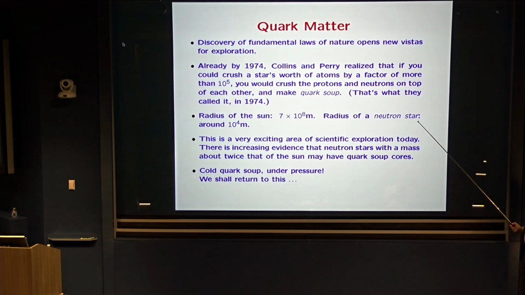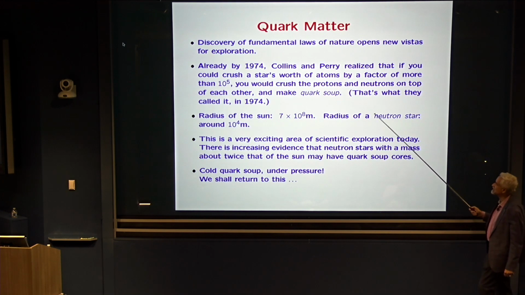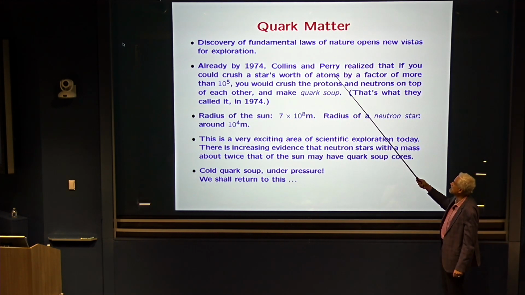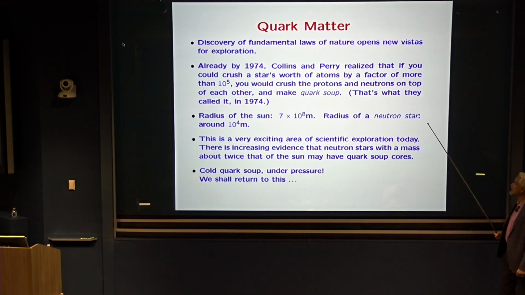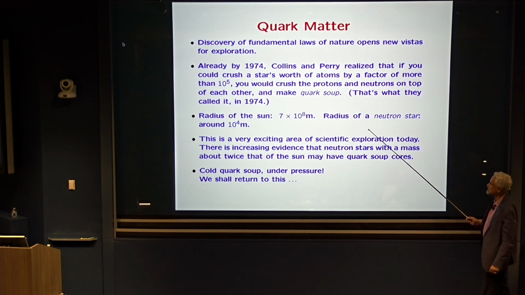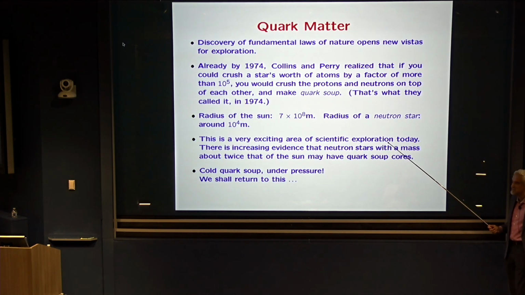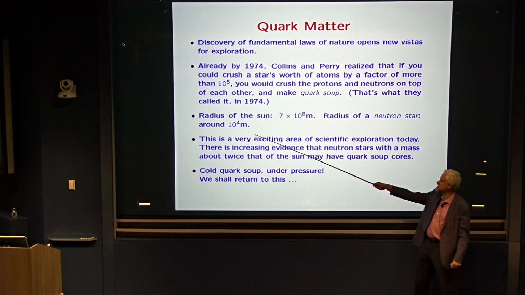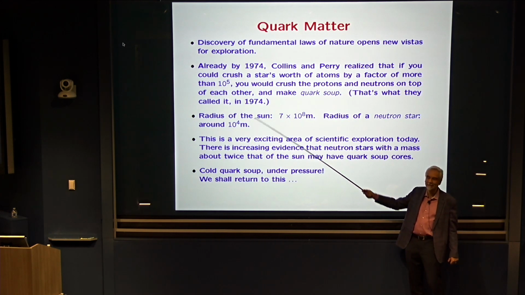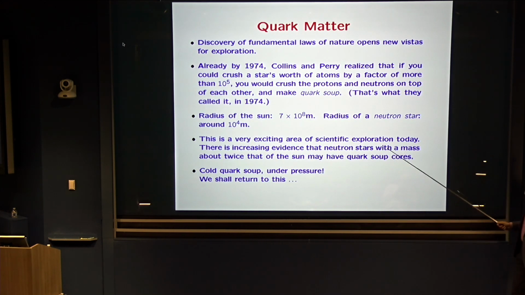But how on earth can you crush protons and neutrons on top of each other? The only way that they thought of at that time was to look in the center of a neutron star. Neutron stars are amazing objects. They have a mass that is roughly that of the sun, but their size is 10 kilometers, roughly that of Manhattan. Studying neutron stars is a very exciting area of scientific exploration.